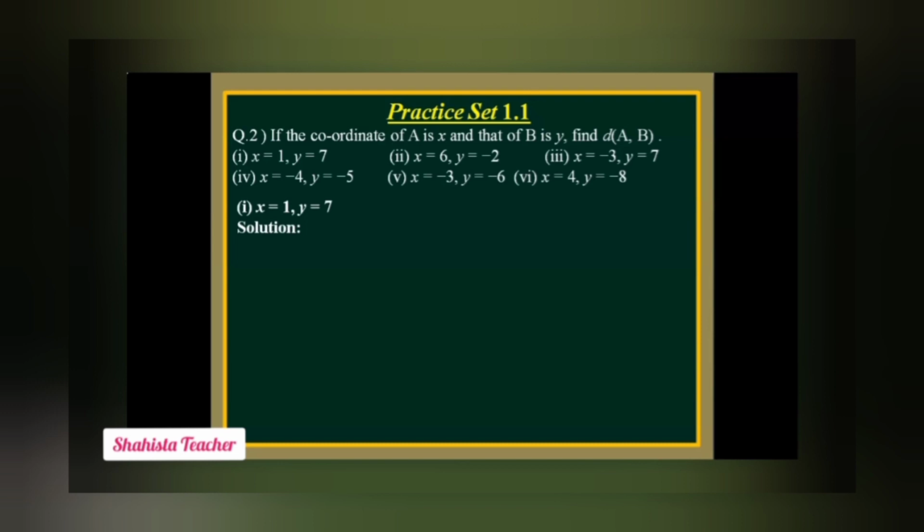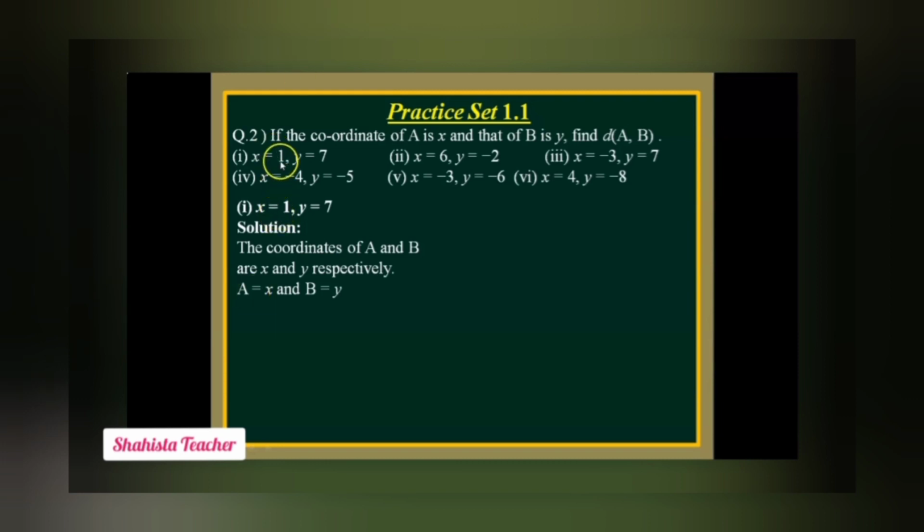First we have to write the given values, which letter represents x and which letter represents y. Here A represents x and B represents y. So we will write, the coordinates of A and B are x and y respectively. A is equal to x and B is equal to y. A represents x, or we can say x represents A, and B represents y, or we can say y represents B.